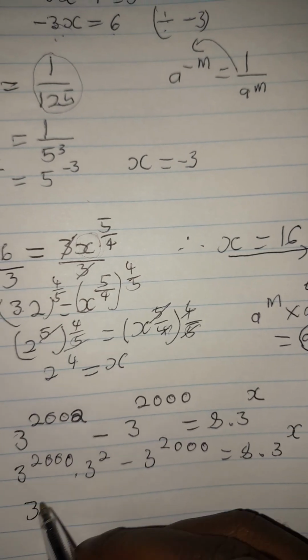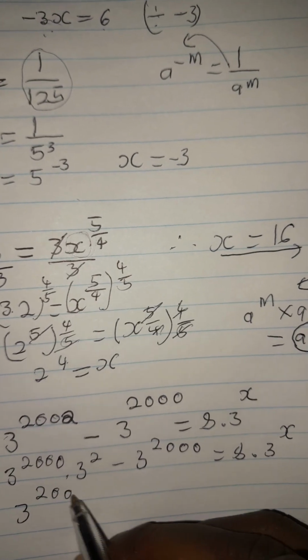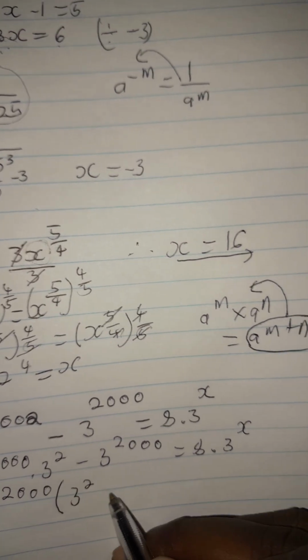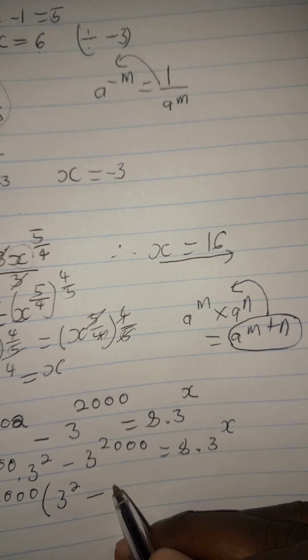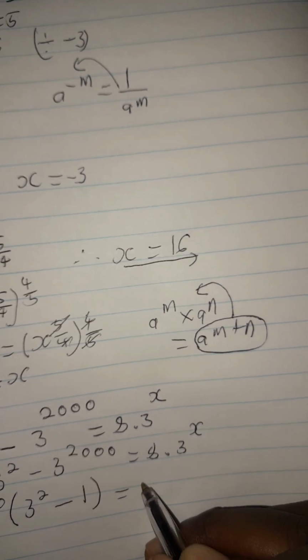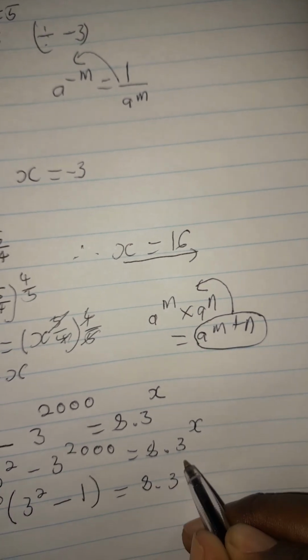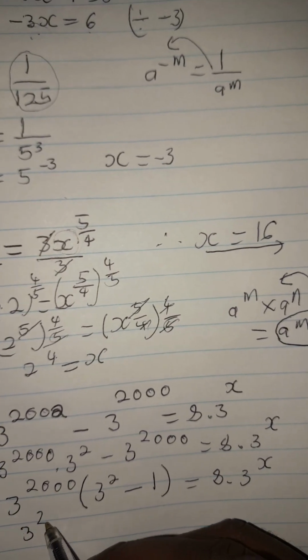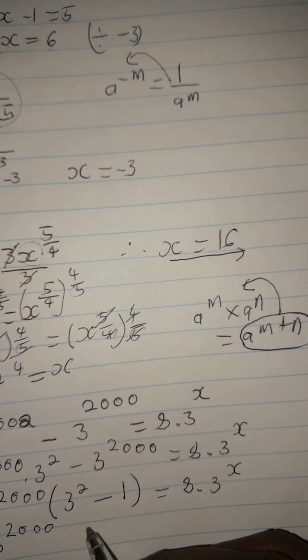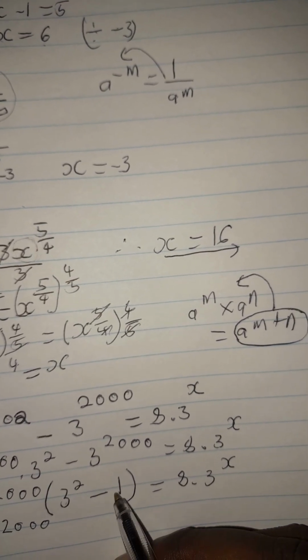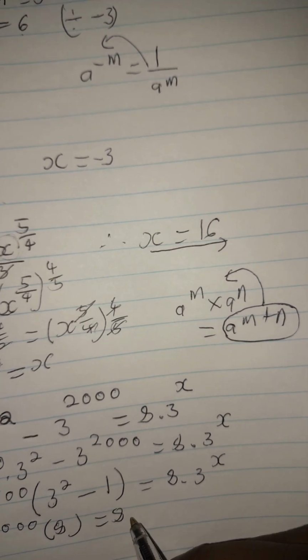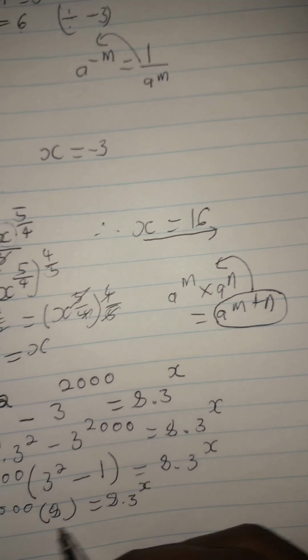So let's take out the highest common factor. This is 3 to the power of 2000. Then we are left with 3 to the power of 2. To get to 3 to the power of 2000 in the second term, we need 1. So this is what we're going to do, equated to 8 multiplied by 3 to the power of x. So let's work out what is inside the bracket. 3 squared is 9, minus 1. It's going to be 8, equated to 8 multiplied by 3 to the power of x.